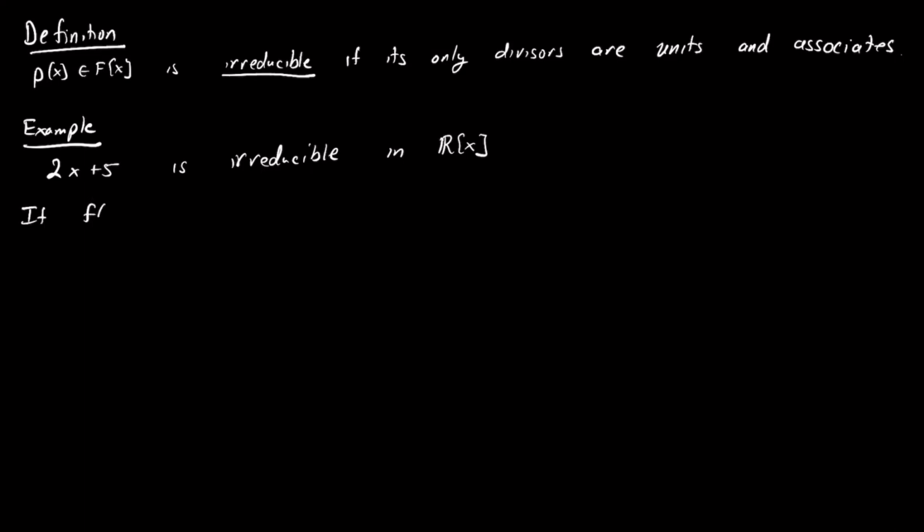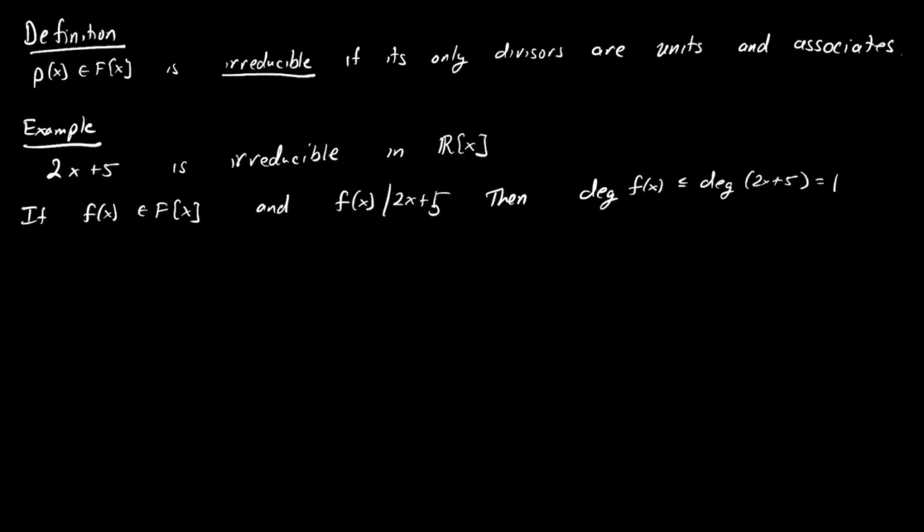So let's suppose I have a divisor. Suppose I have a polynomial f of x, and f of x divides 2x plus 5. What do I know from that? Well, then I know that the degree of f of x must be less than or equal to the degree of 2x plus 5, which is 1. And moreover, I know that there exists some polynomial g of x in F bracket x such that 2x plus 5 is equal to f of x times g of x.